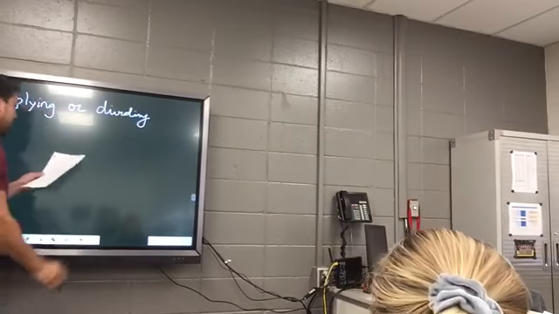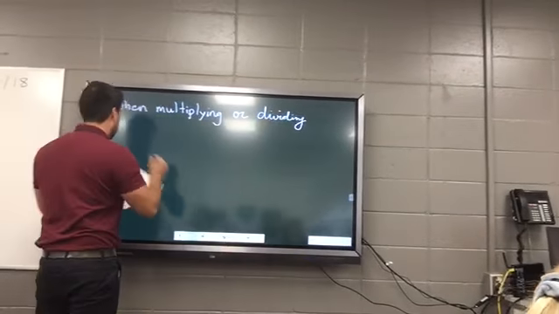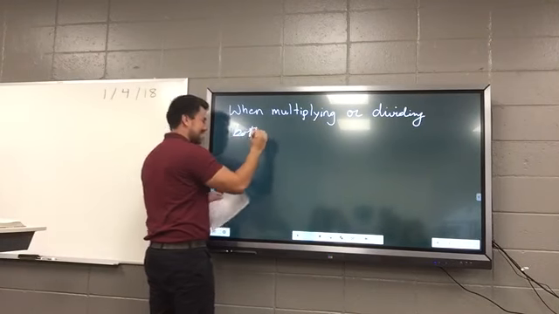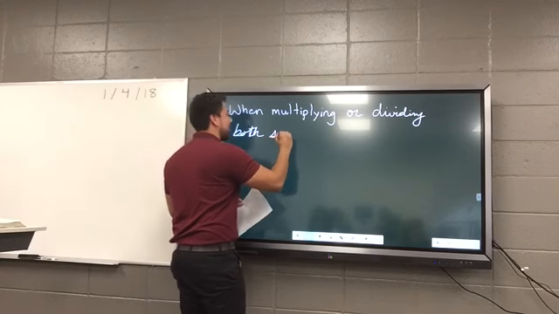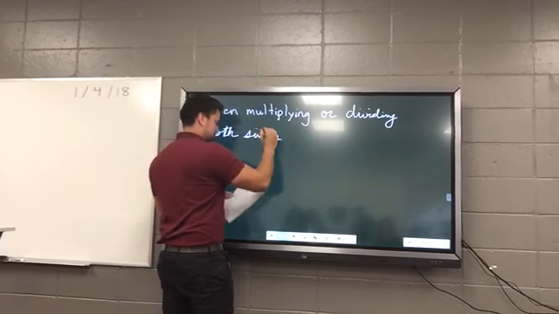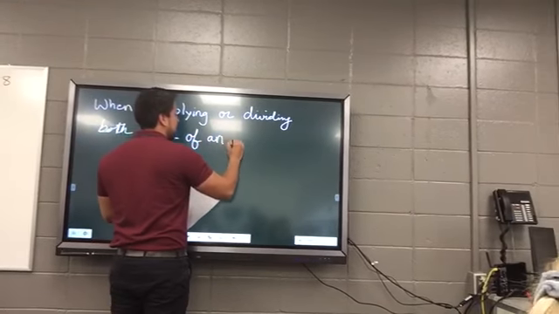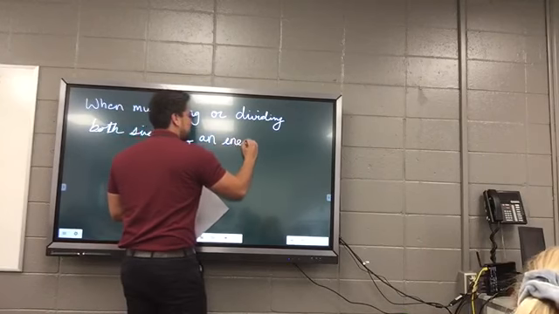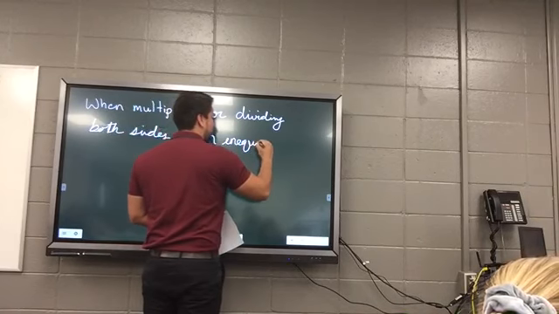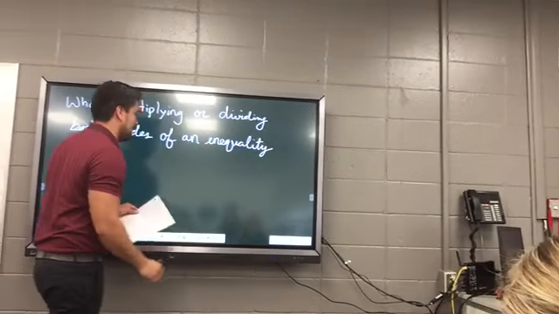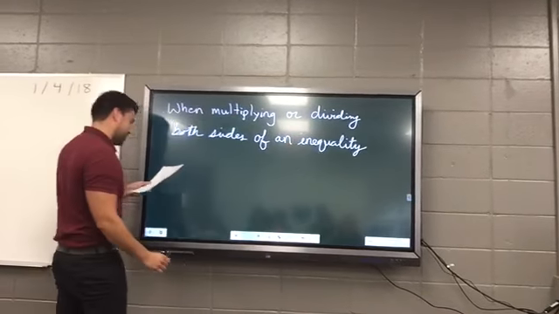When multiplying or dividing both sides of an inequality.